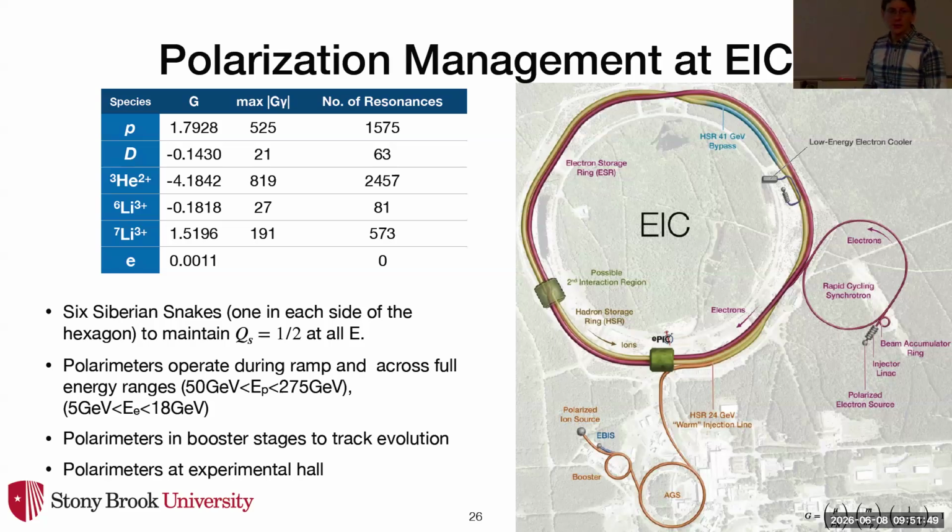We produce these beams at a high polarization. Our intention is, once again, to the EIC ring, they stay well polarized for a good long time. We want to measure their polarization all the way through from the injector up to their storage in the ring. So we have polarimeters in the ring that can operate across the whole spectrum of energies. We have polarimeters in the booster stages to track the evolution of that polarization. And then we have polarimeters around the interaction region to measure the spin vectors right before we collide them.